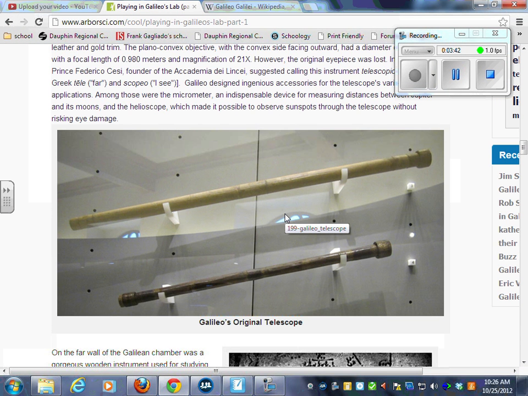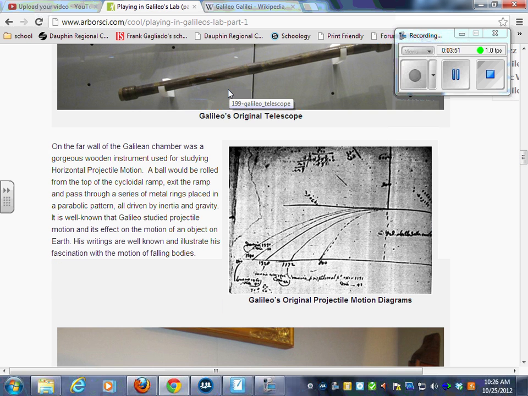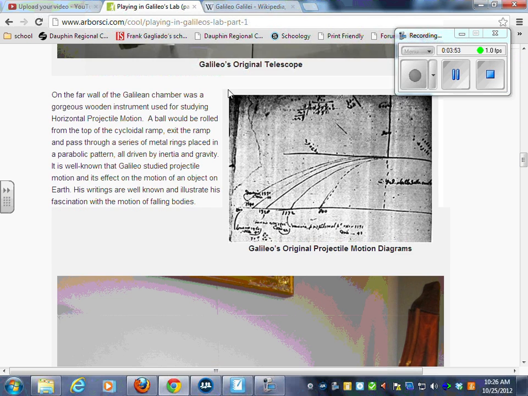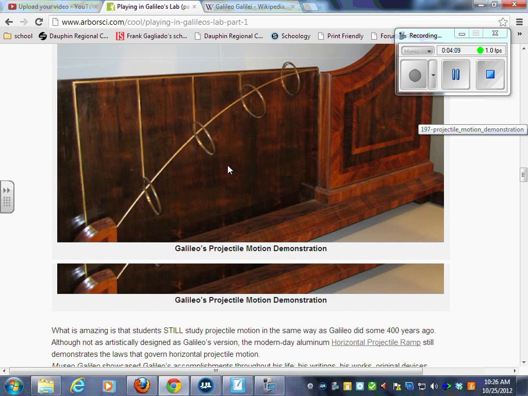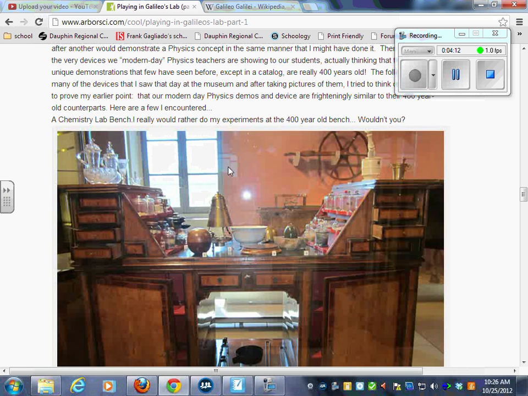Okay. Here's his original telescopes that he made. Original projectile motion diagram. Here's kind of a neat thing. This is something that we actually do in grade 12. We actually do projectile motion and we calculate where to place the rings so that the ball will go through them. It's kind of a cool thing. Our equipment isn't quite as elaborate as this, quite as artistic. Okay, here's his chemistry bench.